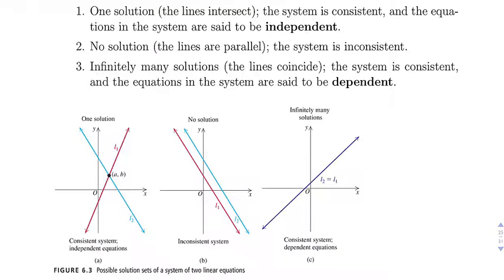One solution means the lines intersect and the system is consistent, and the equations in the system are said to be independent. No solution means the lines are parallel, as in part B, and the system is inconsistent. And then infinitely many solutions, which means the lines coincide and the system is consistent, and the equations in the system are said to be dependent.